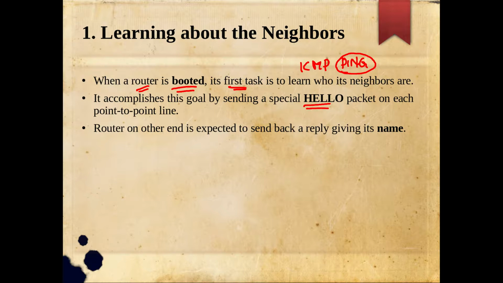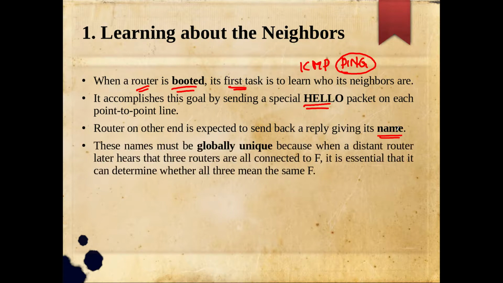Name in the sense it is the IP address, of course, because what we need is a globally unique name, and we have the so-called IP address to deal with. So these names must be globally unique. That is a requirement, because this is some information that we are communicating globally to every other router. So there should not be any confusion in the future, right?